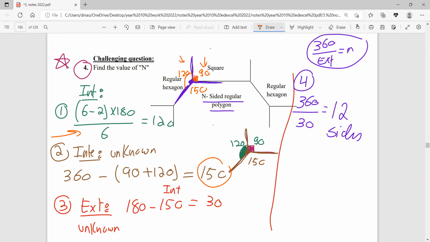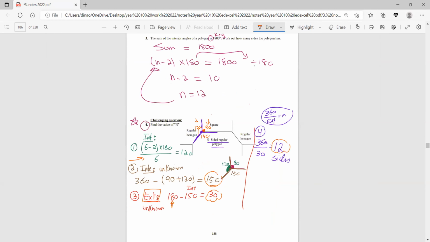طيب بعد ما جبت الانتيرير angle بتاعته, I can easily بقى calculate the exterior. How did I calculate the exterior? 180 minus, تأكد بس ان دي هنا 150 مظبوطة. 360 minus 90 plus 120. Yes, 150. 180 minus the interior gives the value of the exterior angle. And then the last step, which is the final answer, if I divide 360 by the exterior angle, I will get the number of sides.